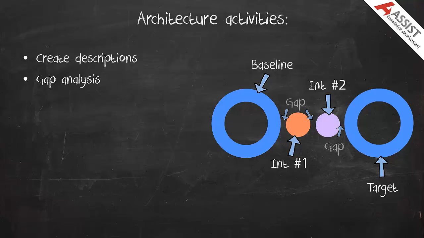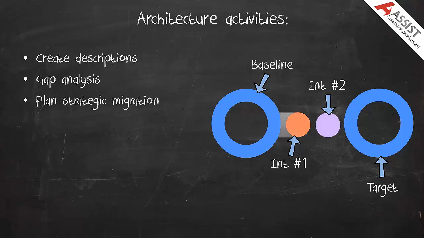What we can then do is begin to put together some sort of strategic migration plan as to how these various different gaps are going to be filled. And these are going to drive off the individual change projects and programs that an organization is going to follow over the next few years.